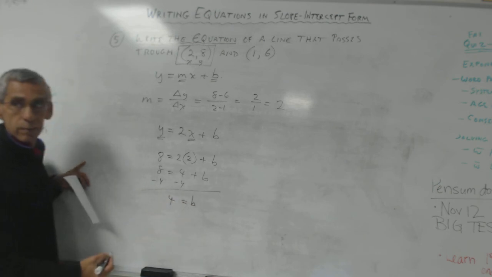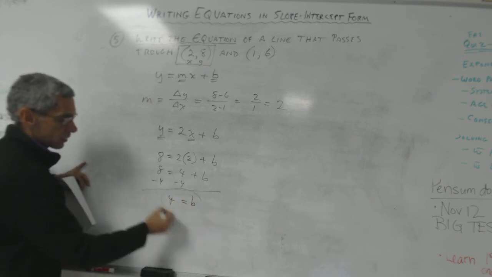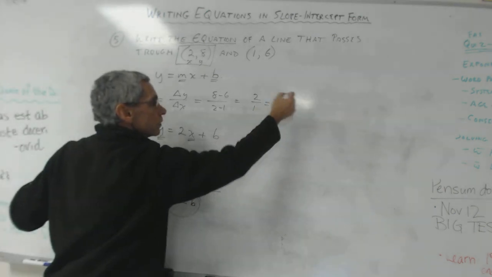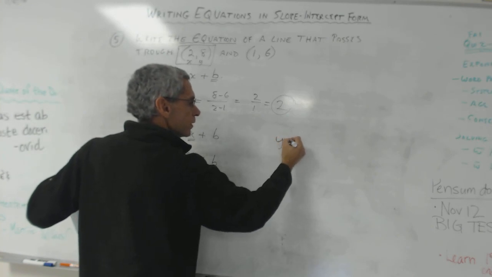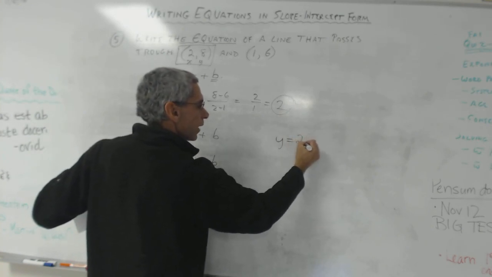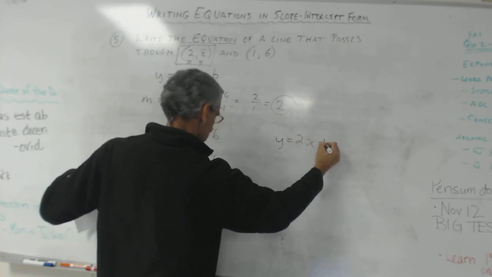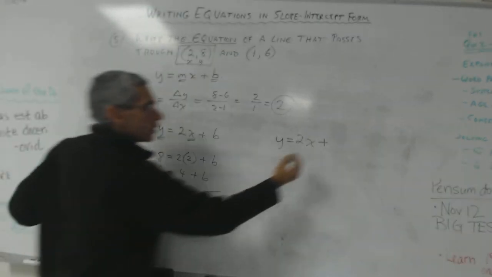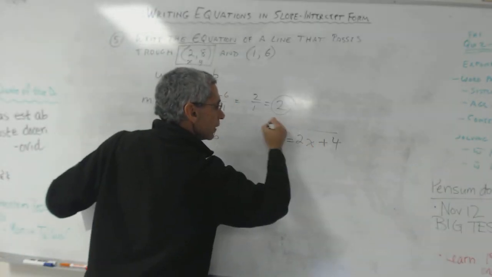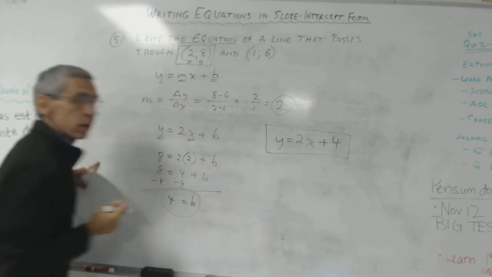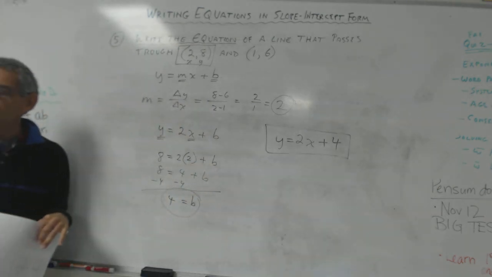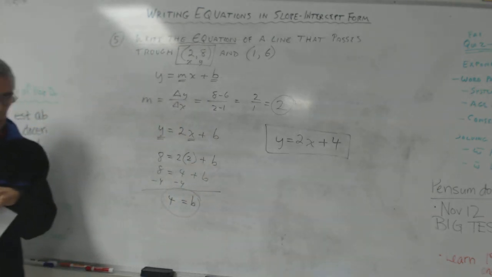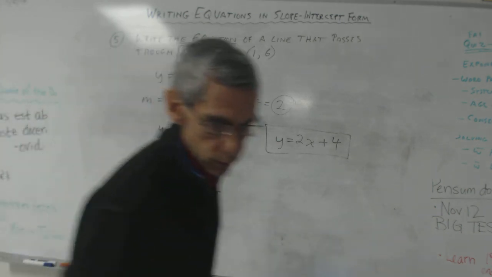So I'm ready to write my equation because I have my m and I have my b. So my equation is y is equal to, that's my slope, 2x plus 4. And that's my answer. But that was a multi-step problem. Does that make sense? Okay, so that's it. So we're done.